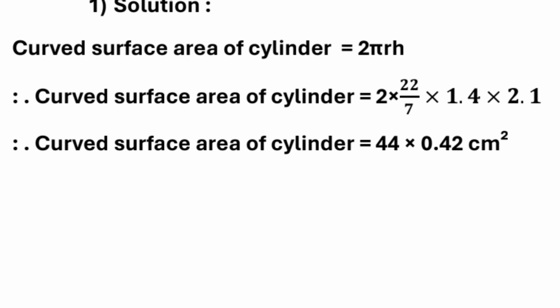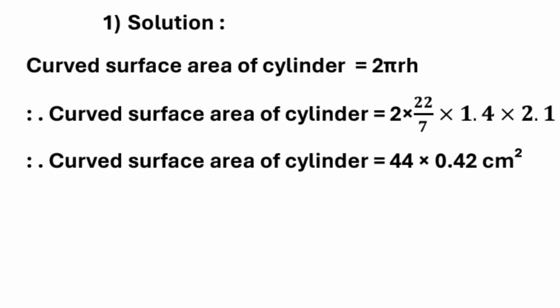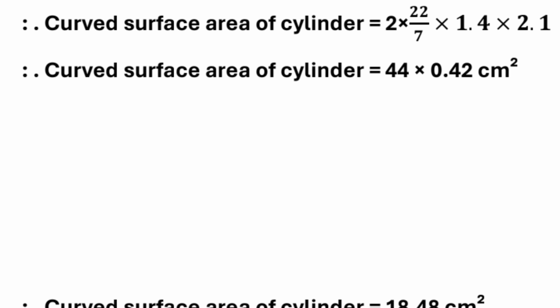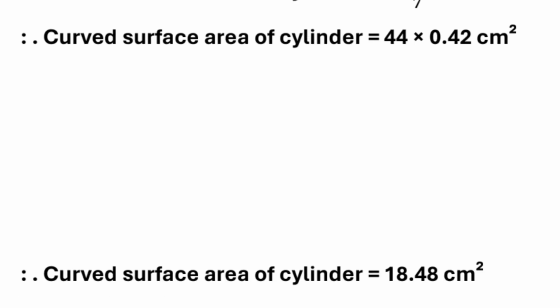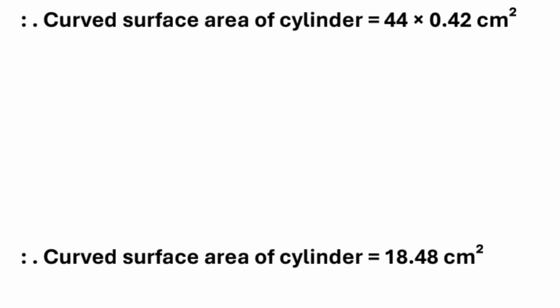After that we do the product of these two: 44 into 42. Don't write 0.42, first write 42. Now here 44 twos are 88. Look here carefully.